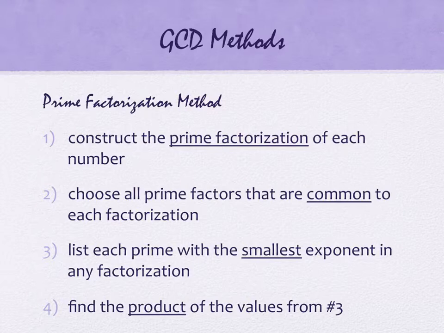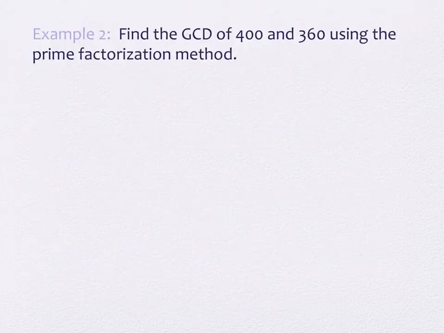Okay, can I switch? Okay, so yeah, you see some bigger numbers now, right? 400 and 360, and I don't know about you, but I would not want to do this with the last method. 1 times 400, 2 times 200. This would take longer, right? Doable, it would just take longer. So we're going to try it with the prime factorization method.